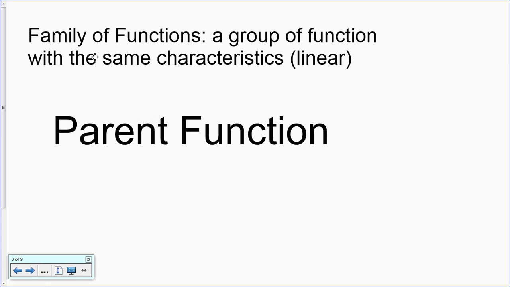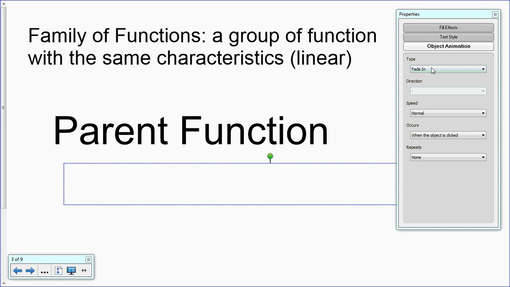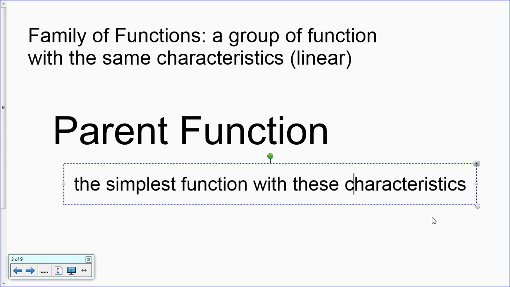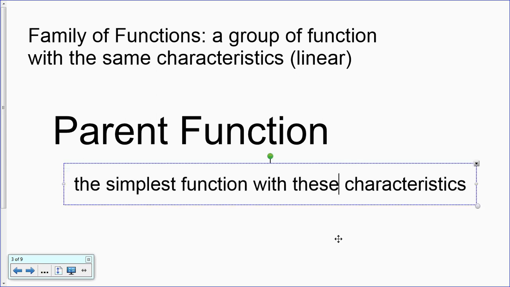The parent function is actually, click. It's not showing up. Hold on. Fade in, or just none. Weird. Okay, there we go. Oh, there. Well, now you can read it.